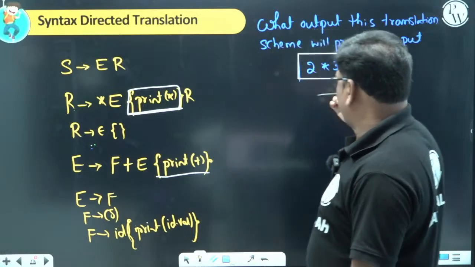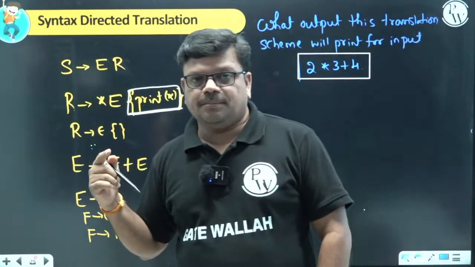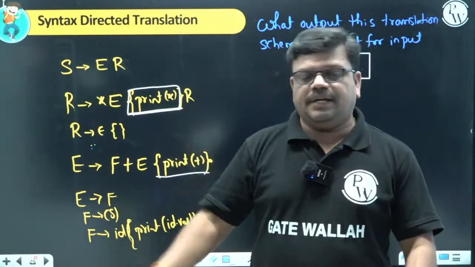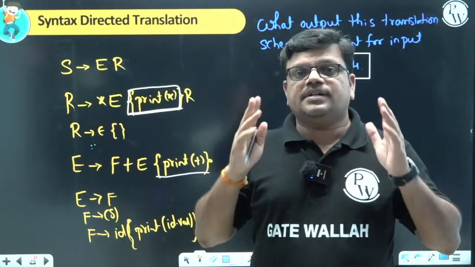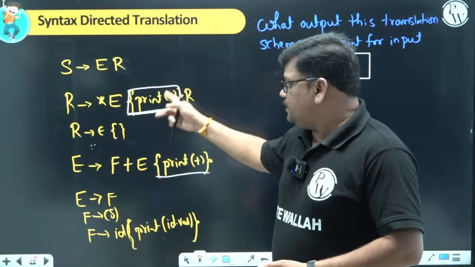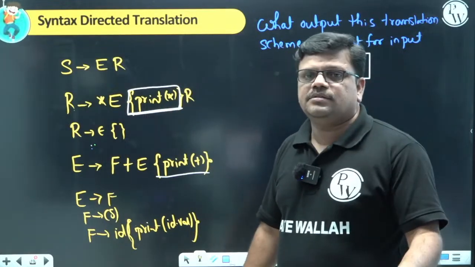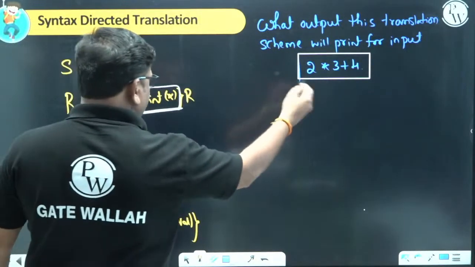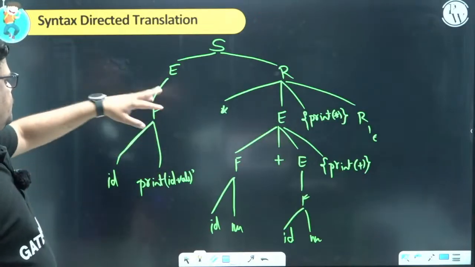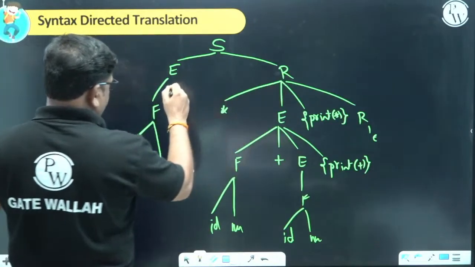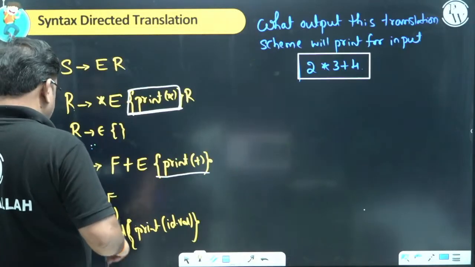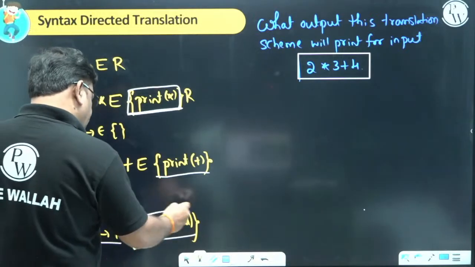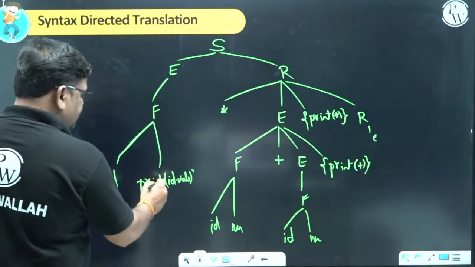So first, for this input, we have to construct the parse tree, right? We have to construct the parse tree. At the time of constructing the parse tree, you can use this for any SDT. Assuming these rules also as grammar symbols, provide an edge in the parse tree. So look at this. For this input, I have to construct the parse tree. So first, S to ER, E to F, F to ID, print ID dot val. So this is the rule, no? For this rule also, print ID dot val.